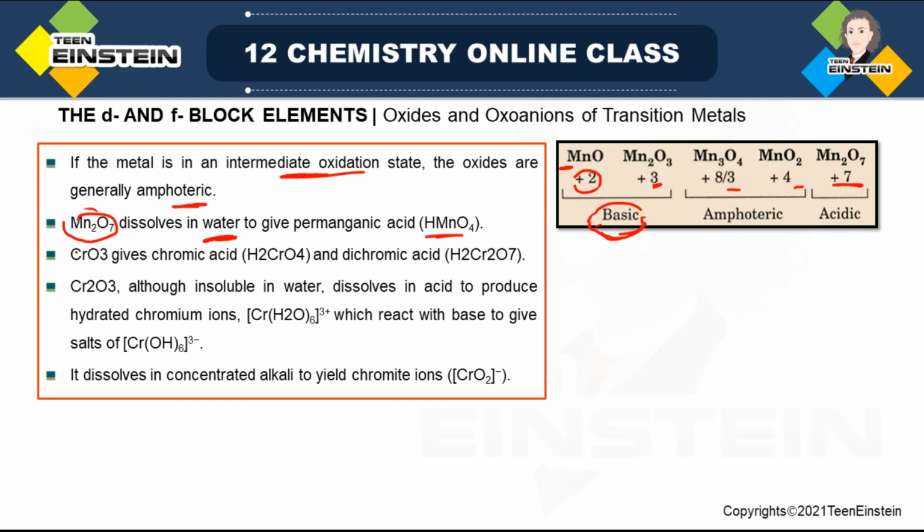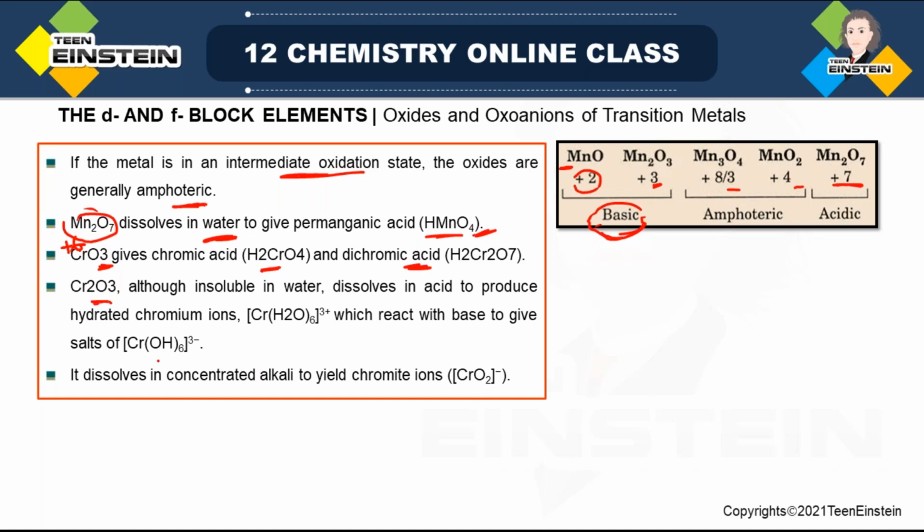CrO3. Here the oxidation state for chromium is +6, because there are 3 oxygens and each oxygen carries -2, so the total negative charge is -6 and the total positive charge has to be +6. So the oxidation state of chromium is +6. This is also a very high oxidation state for chromium, the highest oxidation state. So that is why this oxide, when you dissolve it in water, just like Mn2O7, gives us an acid, and from CrO3 we get H2CrO4. Another acid is dichromic acid, H2Cr2O7.